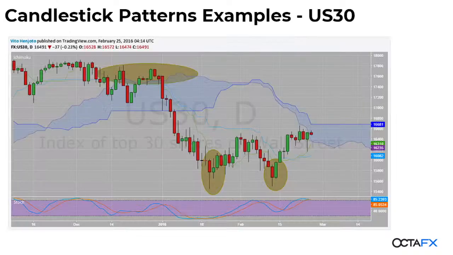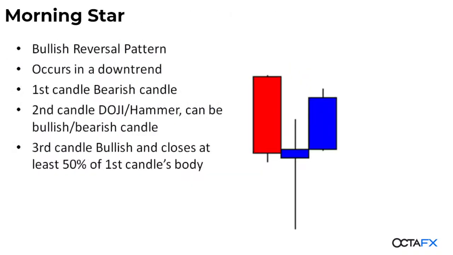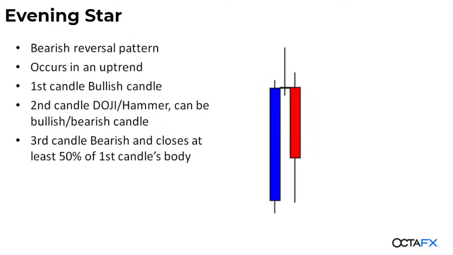Sorry, this is the morning star. This is a bullish reversal pattern. It will only occur in a downtrend. The first candle has to be a bearish candle. The second candle can be a doji or hammer. You want to screenshot it, feel free. It can be bullish or bearish, or, you know what, my recommendation is to rewatch the video again if you want to. The third candle needs to be bullish, and it needs to close at least 50% of the first candle's body.